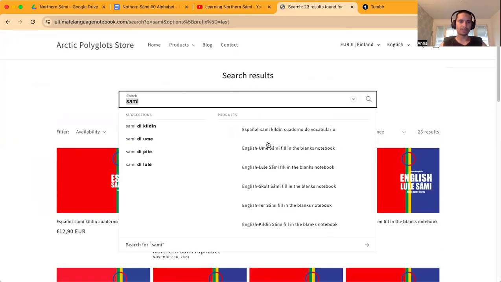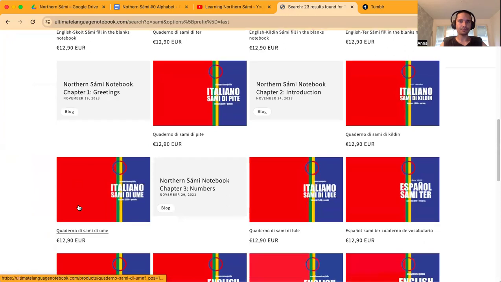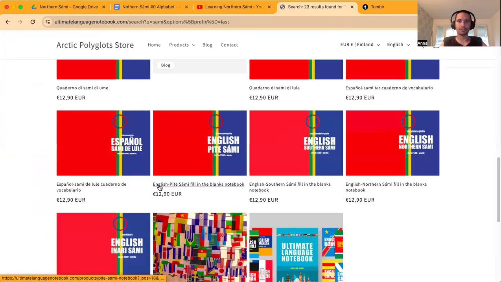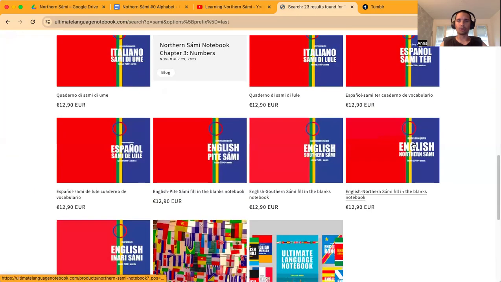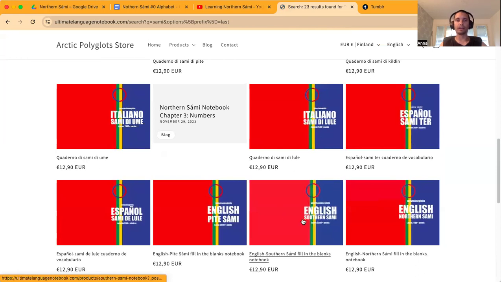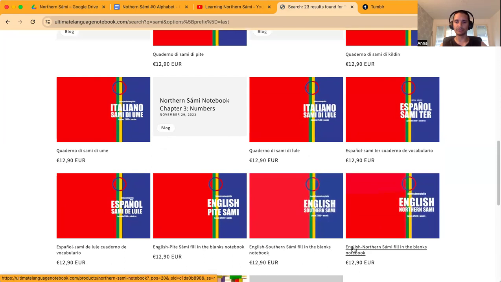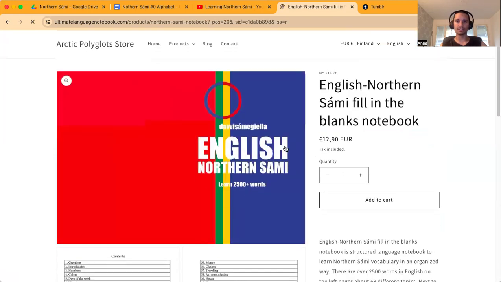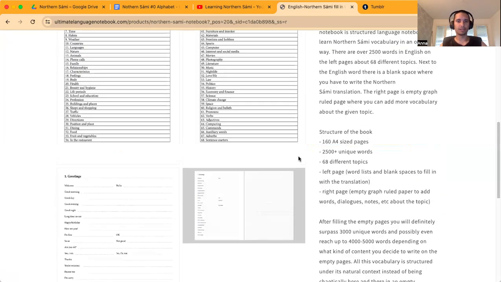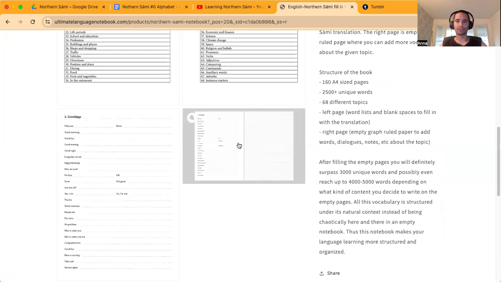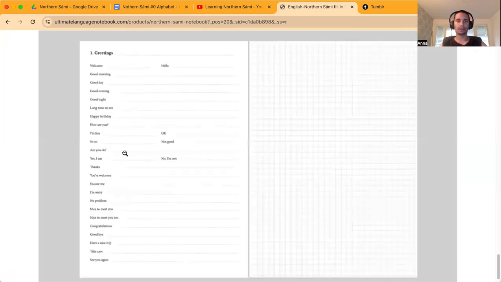So let me check where it is. Northern Sámi. So all these books that you see here, they are exactly the same inside, only the cover is different. Here you can see Northern Sámi. This is the structure. The left page always has the vocabulary lists, and the right page is empty.